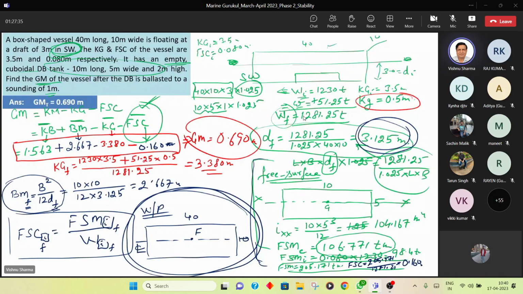So in this one question, you have used the concept of the law of flotation. You use the concept of KG, you use the concept of BM, you use the concept of FSC, and you use the concept of calculating I of the free surface. Everything has been revised through this question. Many concepts have been revised in this question.